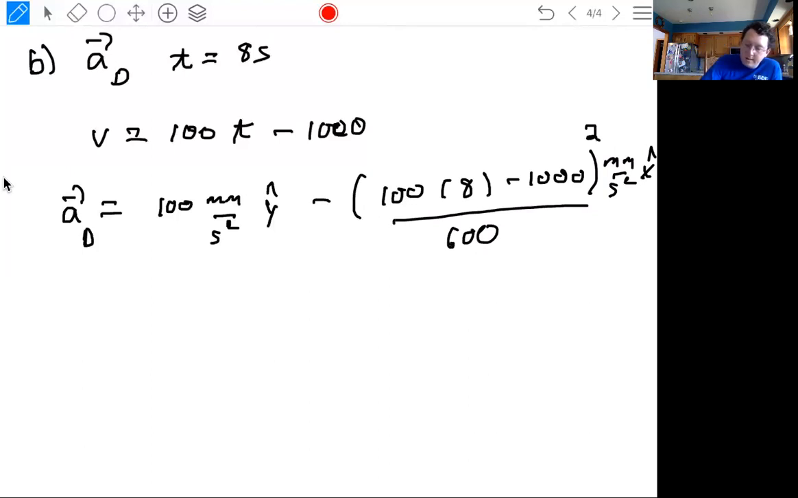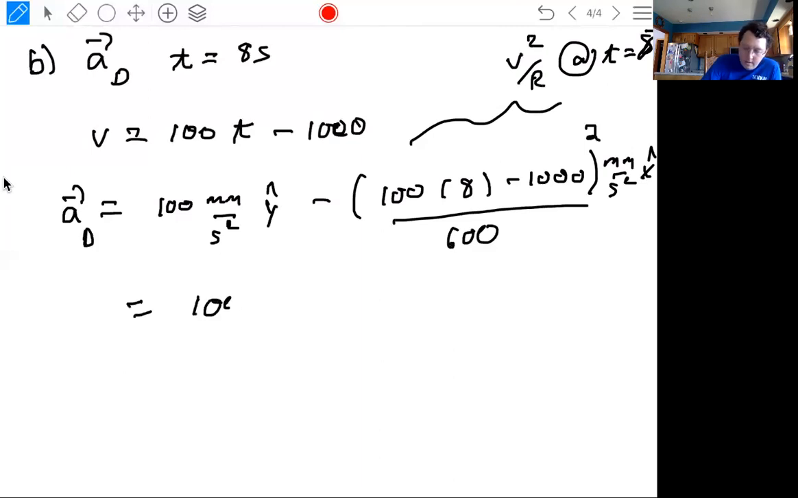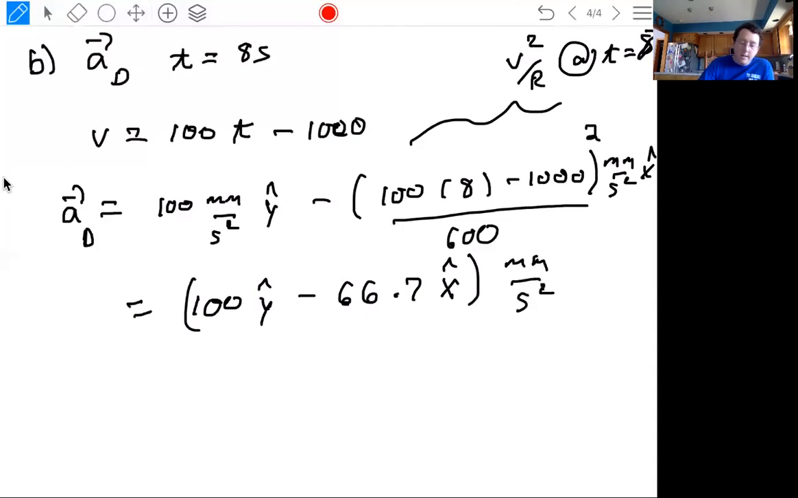Again, that's nothing other than v squared over r at time equals 8 seconds. All right, you type in some numbers and you get 100 y hat minus 66.7 x hat millimeters per second squared. So that's the acceleration after 8 seconds at point D.